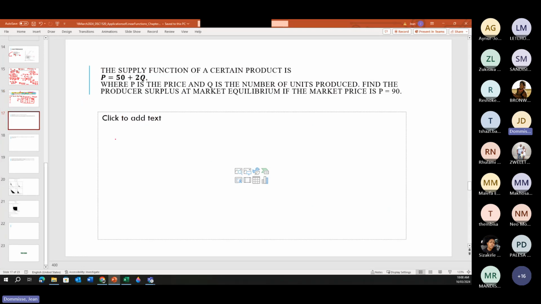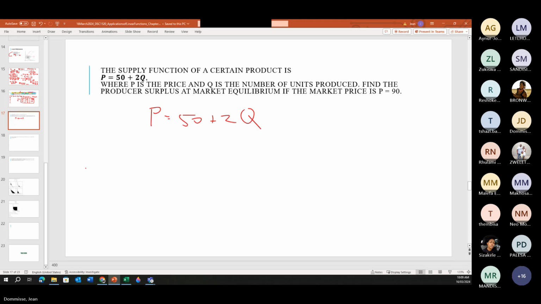Okay, let's go now into supply and let's see what they ask us. They tell us the supply function of a certain product is P equal to 50 plus 2Q, where P is the price, Q is the number of units produced. Find the producer's surplus at market equilibrium if the market price is equal to 90. Okay, so if the market price is 90, what will be the number of Q? So let's work that out.